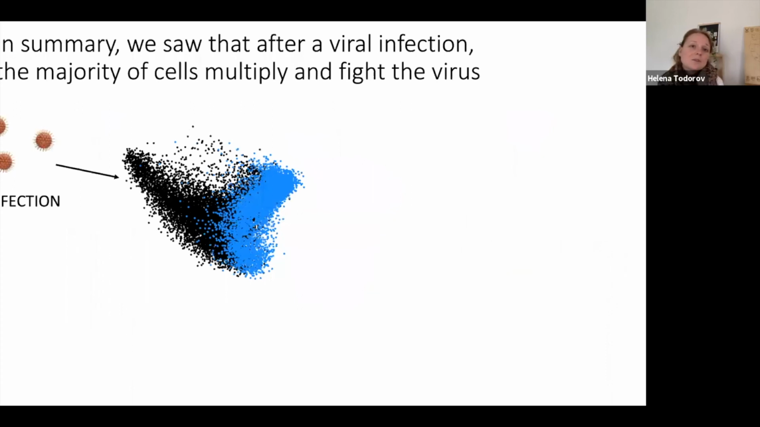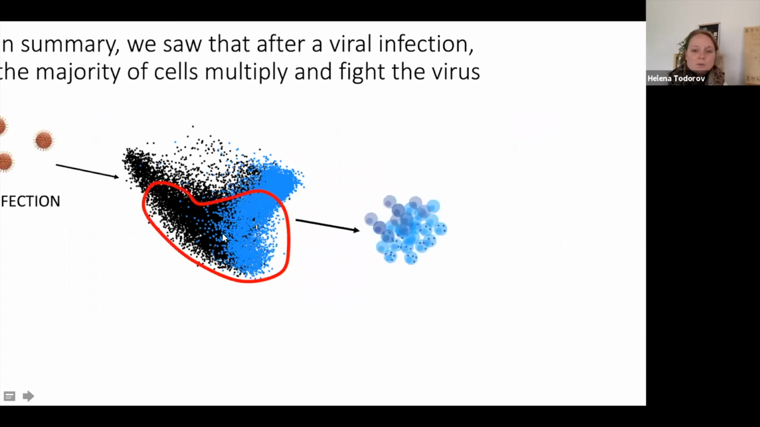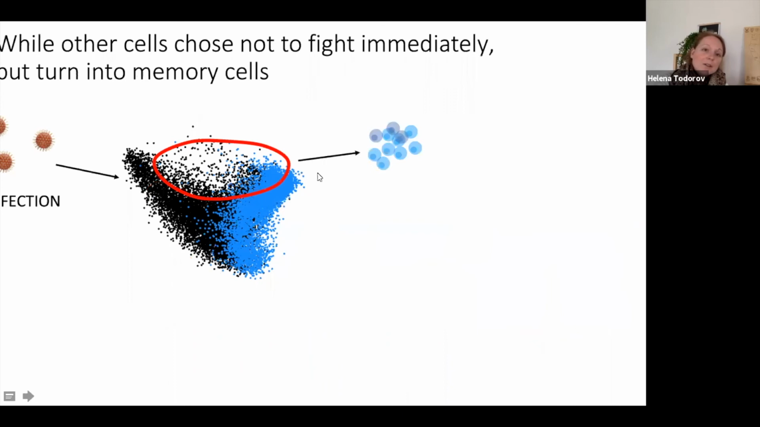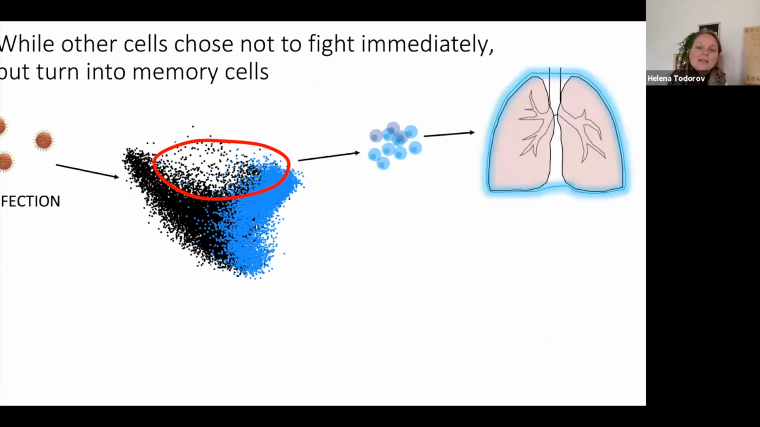So in summary, we saw that after a viral infection, the majority of cells would multiply and start producing these immune functions that allowed them to attack the infected cells and get rid of them. We also saw that a part of the cells actually stopped multiplying quite early and didn't really go into the fight, but they were rather here to stay for a later time point and confer us this long-lasting protection.